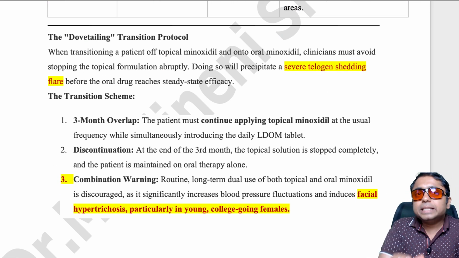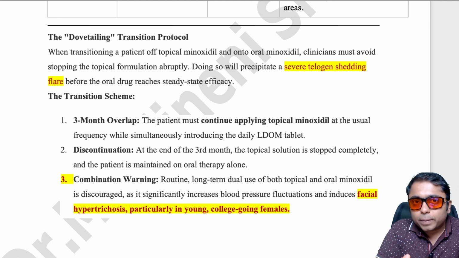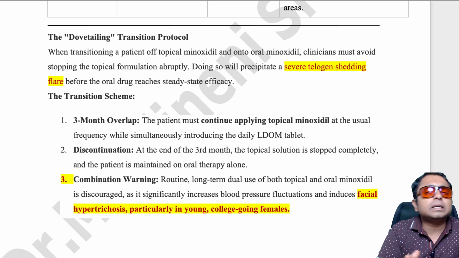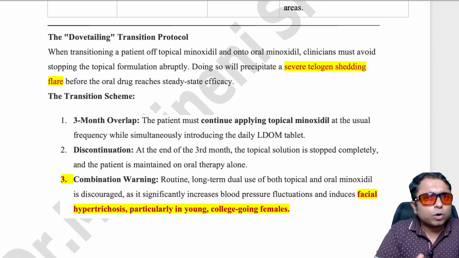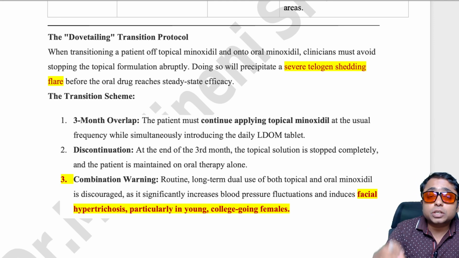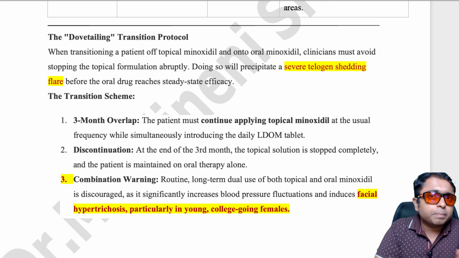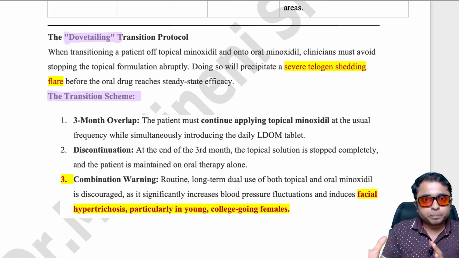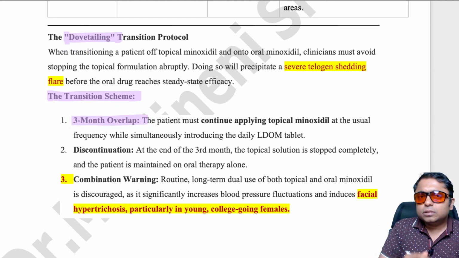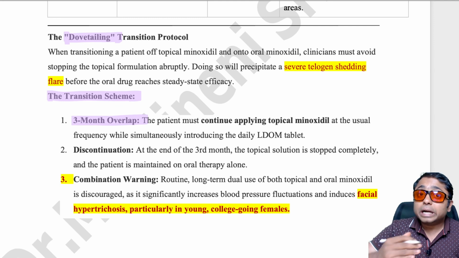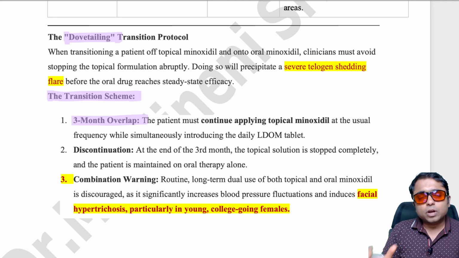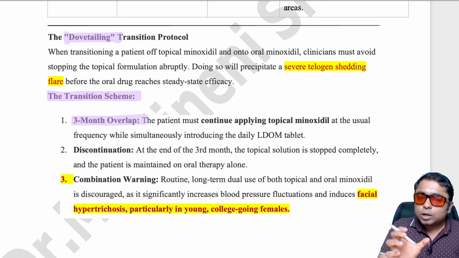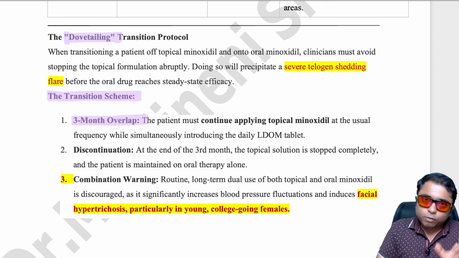And coming to the usage of topical minoxidil and oral minoxidil, there is a concept which you need to remember. If you have a patient who is already on topical minoxidil and you want to start that patient on oral minoxidil, what is the practice which you have to follow? Simple, there should be a transition scheme, which is called the dovetailing transition protocol. In this, for 3 months we are going to ask the patient to continue the topical minoxidil, and we are going to add low dose oral minoxidil. So for the 3 months, the patient will be on both low dose oral minoxidil as well as the topical formulation.